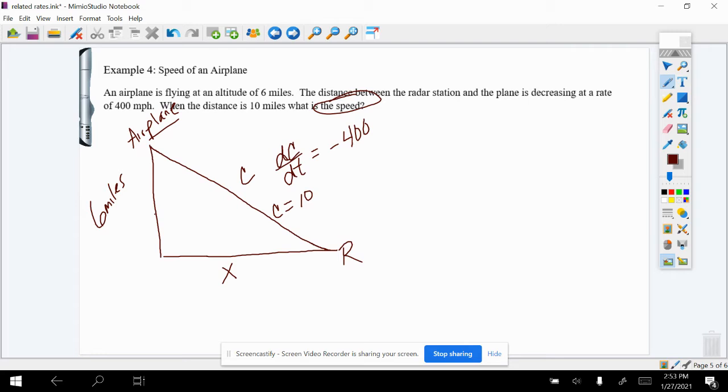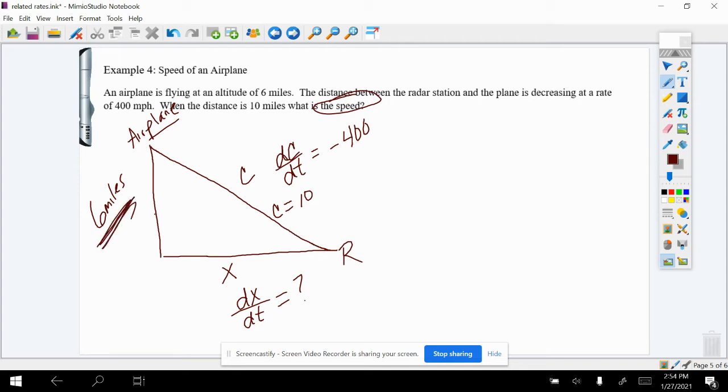So I like to call anything horizontal X. When you're asked about speed or something changing with respect to speed, that is always going to be how your horizontal distance is changing. So we're going to refer to that as dx over dt. That's what you're looking for. You're looking to see how this distance is changing, and that's going to be your speed. So I have another kind of ladder problem. It's a Pythagorean-based problem. My two sides that are changing are the x side and the c side.